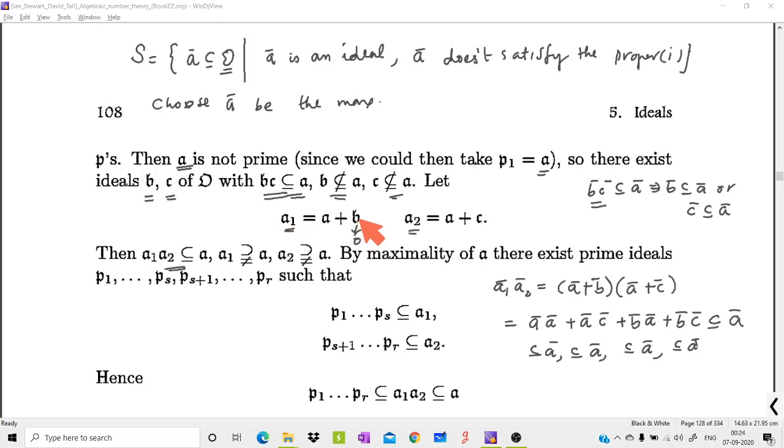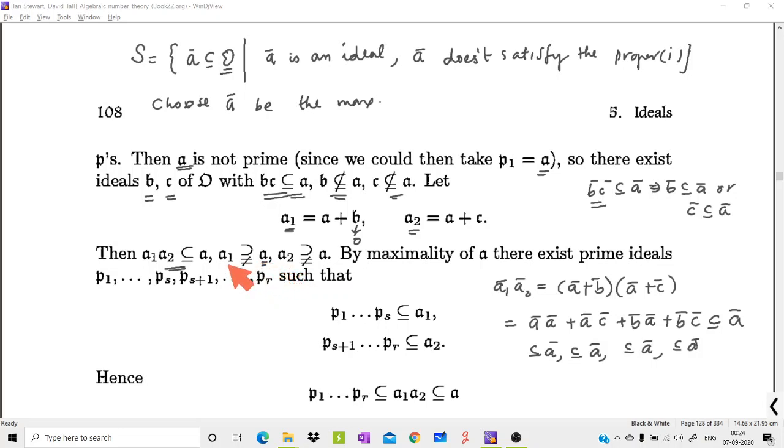Okay, and every element of B1 is also an element of A1. Therefore, A1 properly contains this A. A1 contains at least one element which is not in A. So this A1 properly contains A, A2 properly contains A. So we can say that these A1 and A2 are ideals.